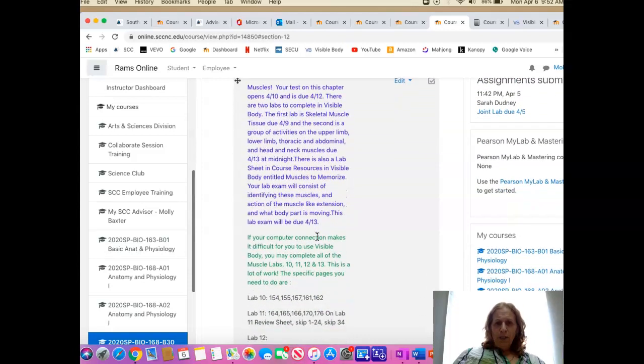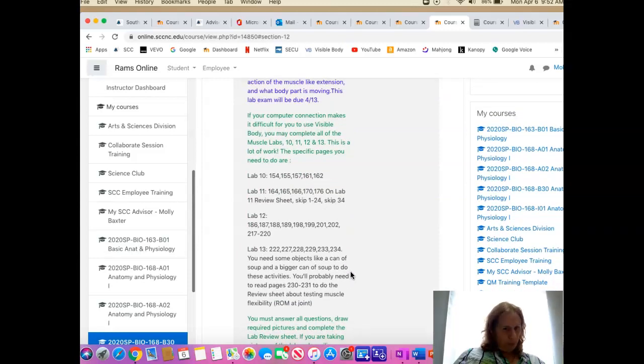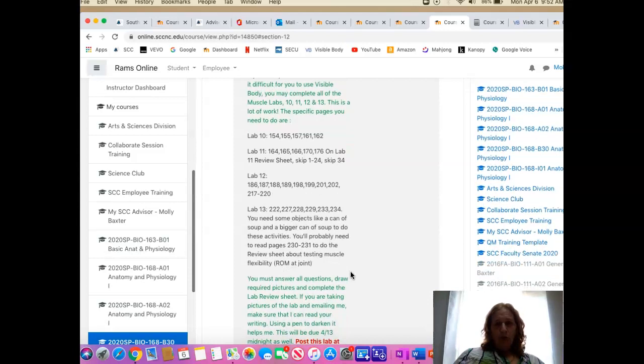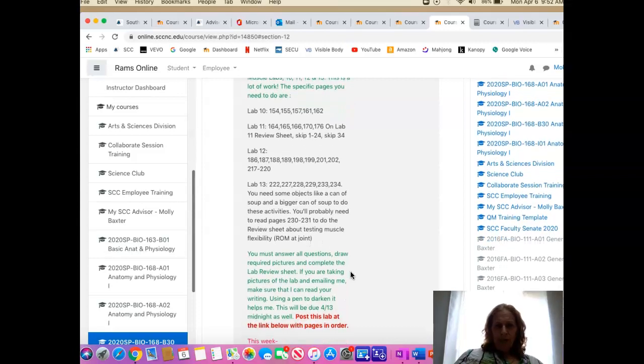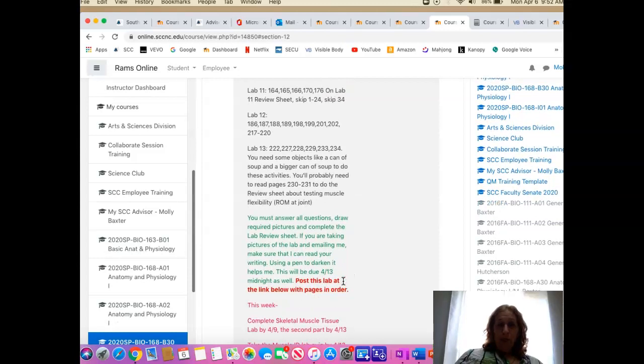If your computer connection makes it difficult for you to use Visible Body, you may complete all of the muscle labs and then you would submit them to a link below. If you do the lab manuals, you have to answer all the questions, draw required pictures, and complete the lab review sheet. If you're taking pictures of the lab and emailing me, make sure that I can read your writing. Use a pen to darken it. That will help me.